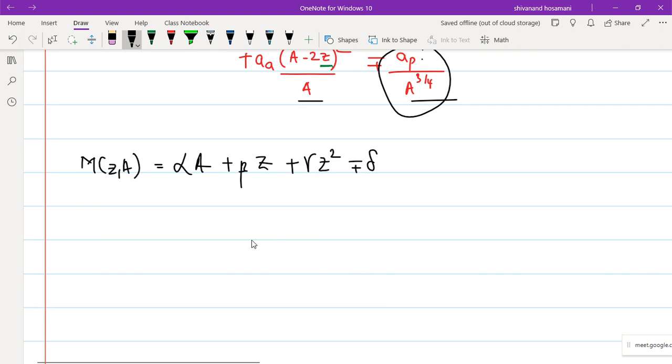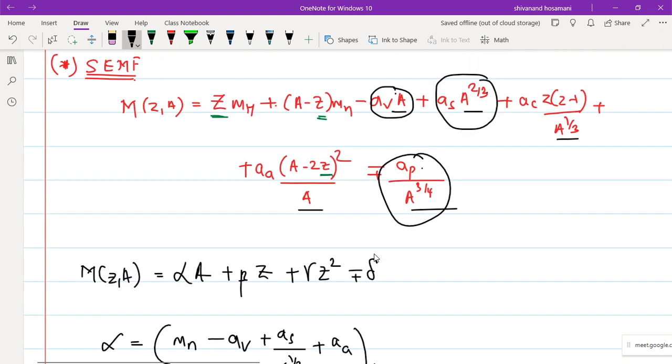Here what is this exactly? Here alpha is going to be Mn minus AV plus times of AS divided by A to the power of 1 by 3, then plus A to the power of only A term. Let's look at the above expression. Here alpha is actually the coefficient of A. In the above expression, wherever there is A, there should not be any dependency on Z. Here it depends on Z power 0. So these are Z power 0 coefficients and A to the power of 1 coefficient.